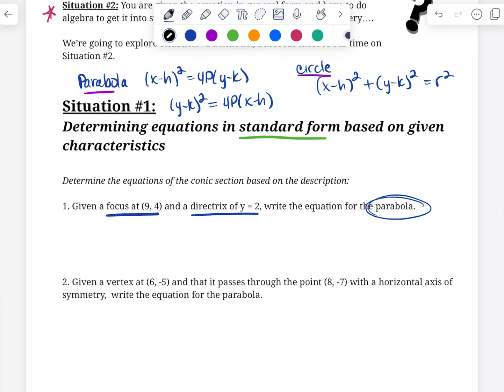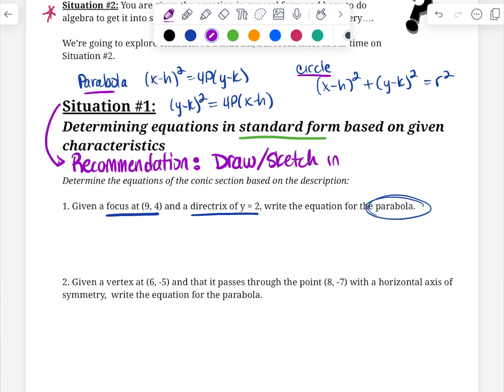Okay, big recommendation. Strong recommendation in this first situation: draw or sketch the info. Drawing that information out is really going to help you narrow down quite a bit of things. Okay, so in number 1, I've got a focus at (9, 4), so maybe somewhere here. And then I've got a directrix at y equals 2.